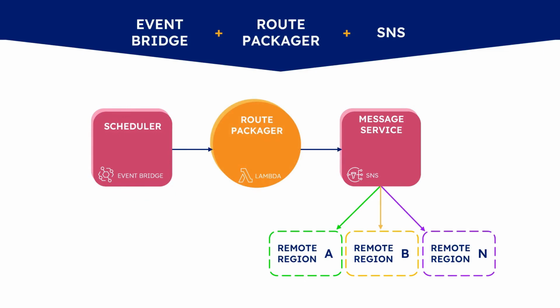In Seymour's final architecture, each fired rule first travels to route packager, which translates the location data from the test configuration into attributes that it adds to the message before publishing to the SNS topic. The location attributes are then used by the subscription filters to ensure that the test configuration is only sent to the relevant remote regions. So by combining route packager and SNS in the pre-processing phase of Seymour's test loop, we were able to achieve our goal of efficient distribution of tests to the remote regions.